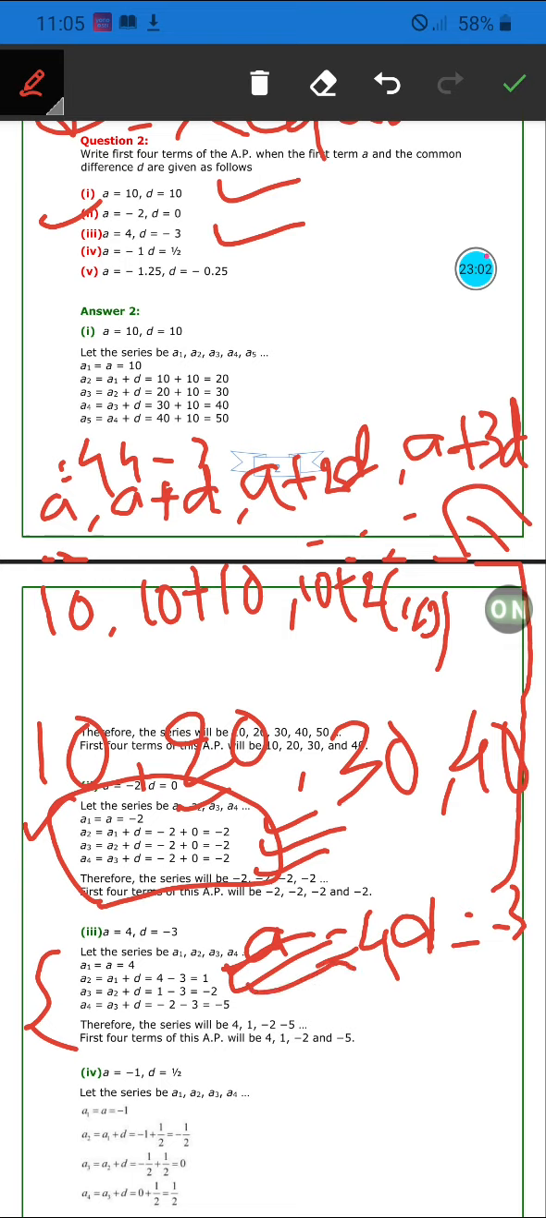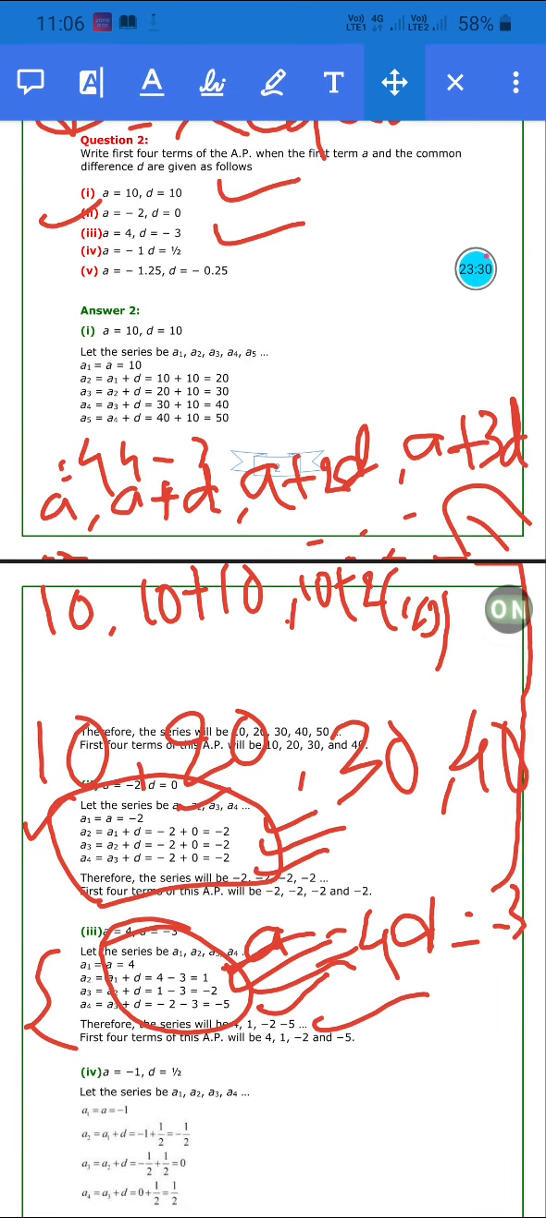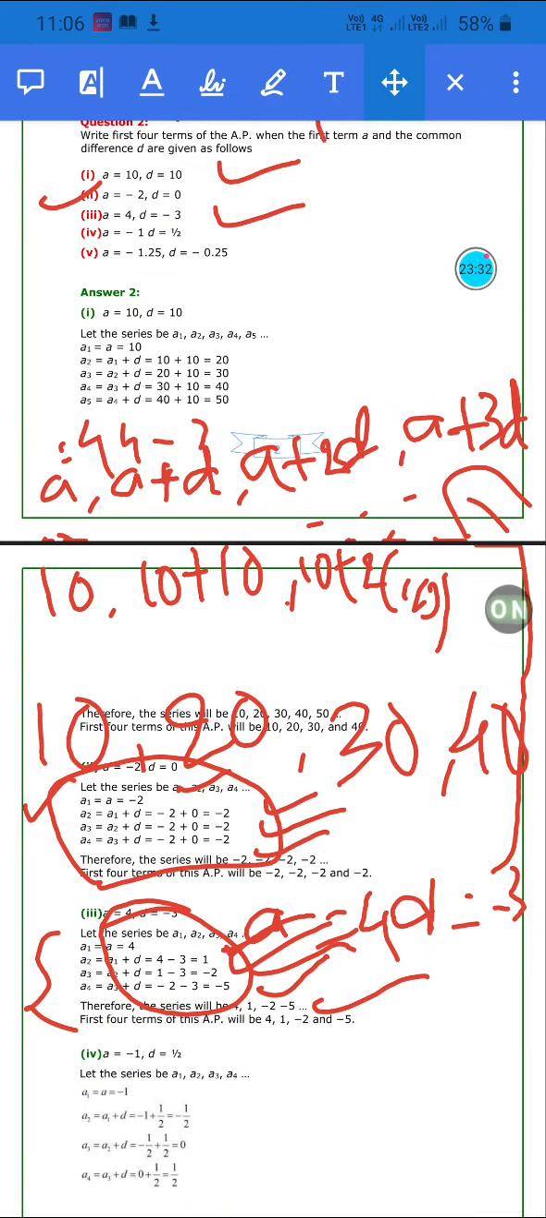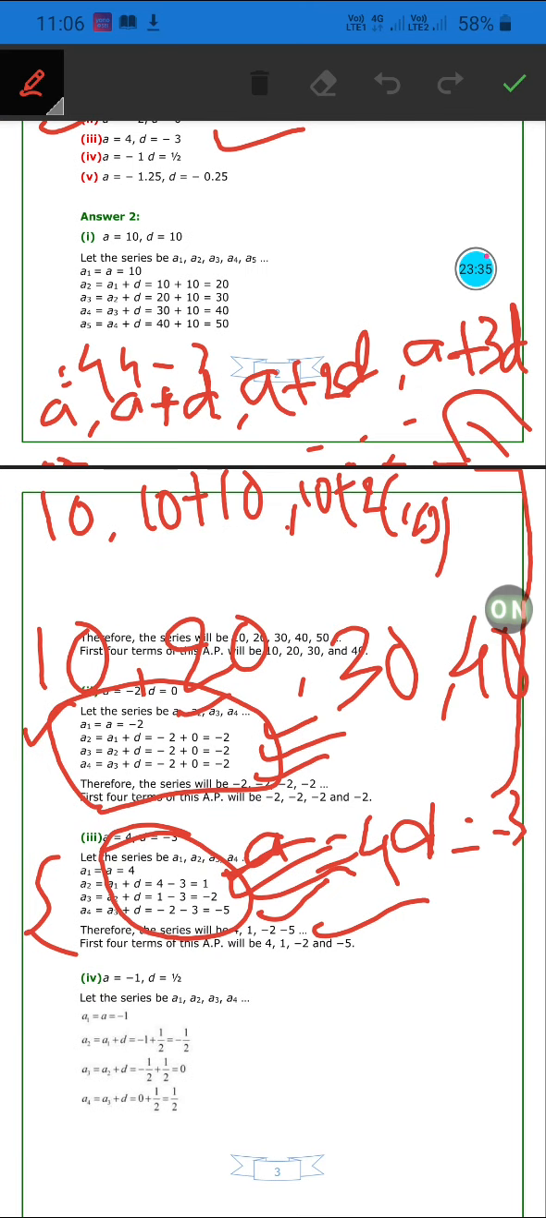a4 equals a3 plus d. a4 is adding d to the preceding number. What is the preceding number? a3. So a4 equals a3 plus d, minus 2 minus 3. What does it become? Minus 5. So the first four terms are 4, 1, minus 2, minus 5. This is the answer here. Okay, so next go through the fourth question. a is equal to minus 1, d is equal to 1 by 2. Okay, so observe the answer here.